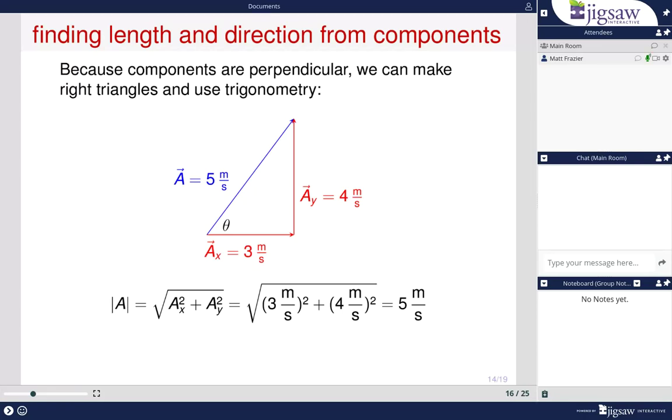All right, where we left off, I was talking about components and then the idea of unit vectors, and we wanted to go backwards. We started with a length and a direction and got the components. Now we want to start with the components and get a length and a direction. And again, we're going to use the fact that we're dealing with right triangles. And we have a right triangle here.